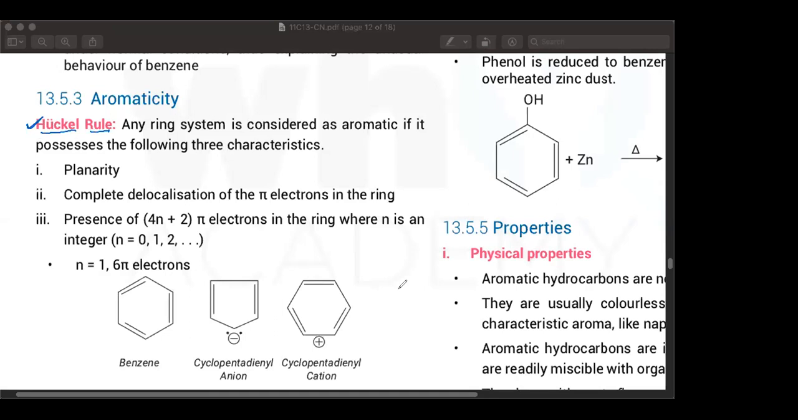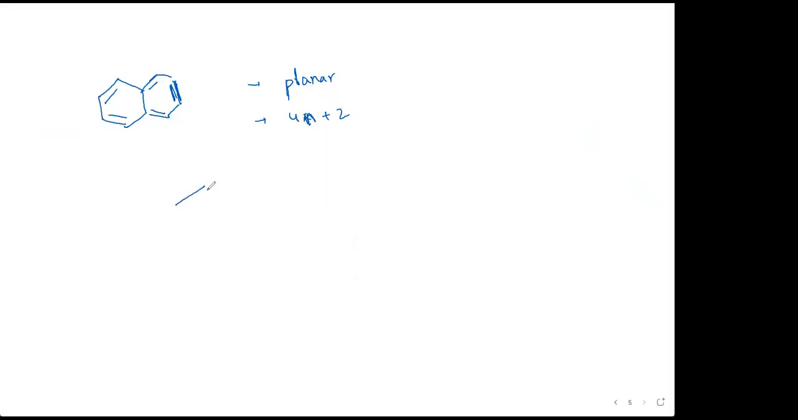Ma'am, I had a question. In class, ma'am gave us an example. I was not able to understand. She drew a triangle with one double bond and asked whether it is aromatic or not. This is not aromatic, no? You tell me, would this be planar?